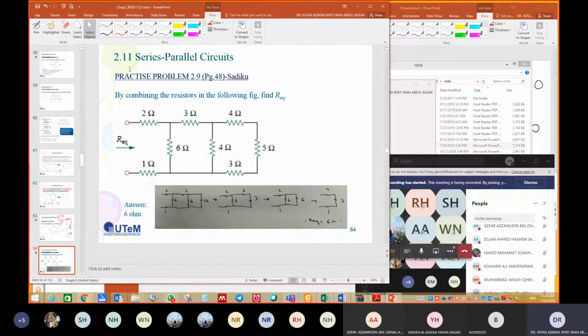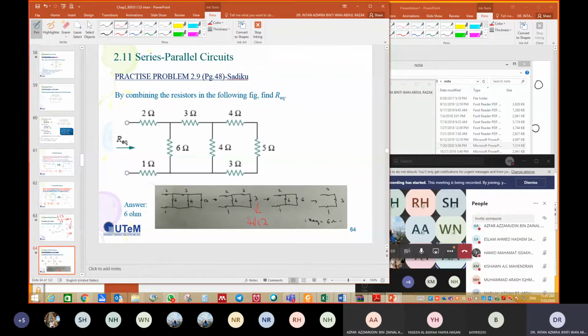Right? This 3 is equal to 4 parallel with 12. This is the sign of parallel. Did you get 4 parallel with 12 is equal to 3? 4 parallel with 12 equals 3. Yes. Okay. And then please redraw.